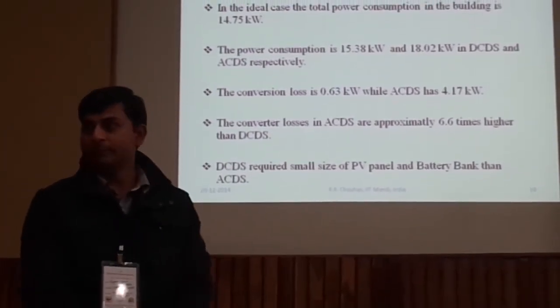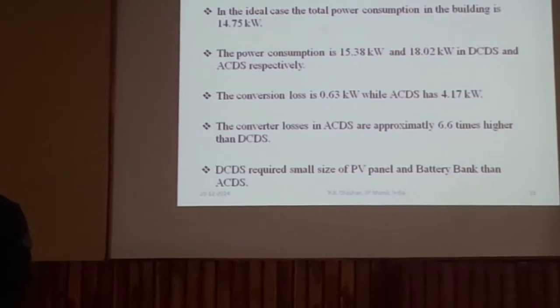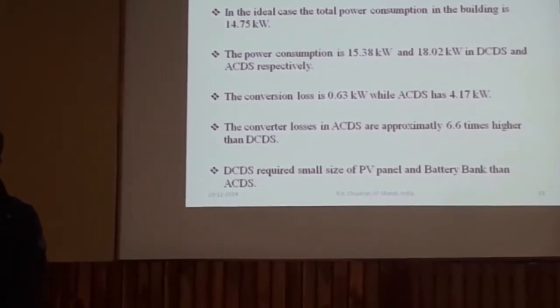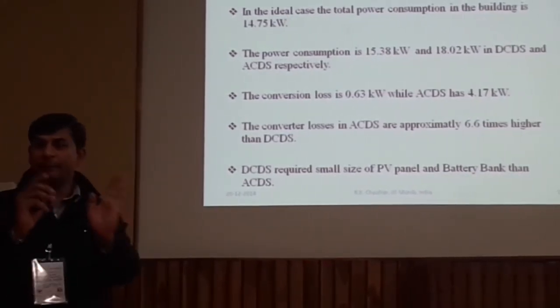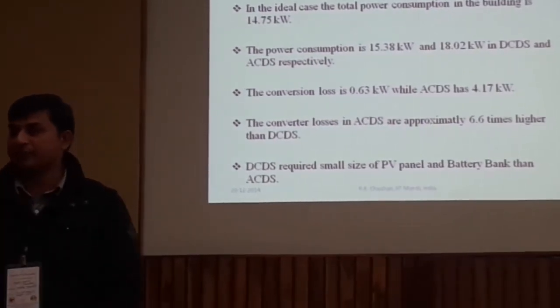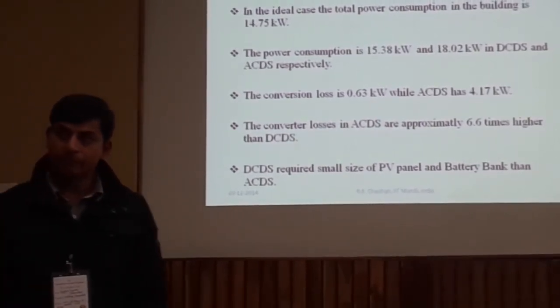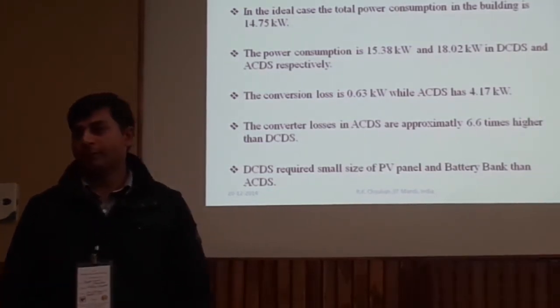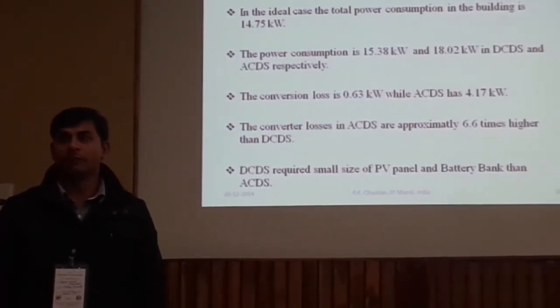Are these two separate circuits? The DC wires are separate and AC wires are separate? Yeah, for the same building I have a different separate system. So you have a different circuit for AC and a different circuit for DC? Yes. And have you commented on the losses in the lines themselves?